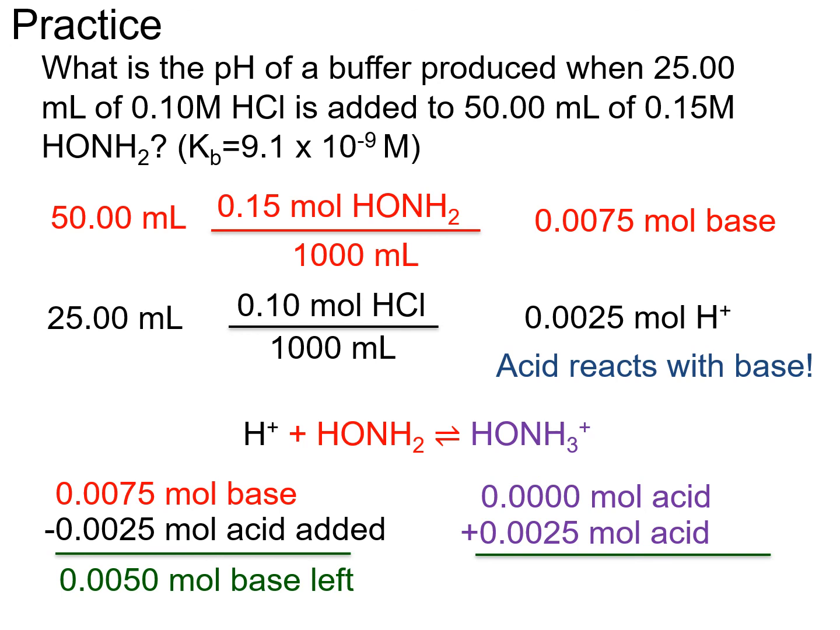So at the beginning, I only have a solution that contains 50 milliliters of 0.15 molar of my base. So I have no initial acid to begin with. I've created it by adding HCl. I now have concentrations of a weak base and its conjugate acid, so I now have entered the buffer region.